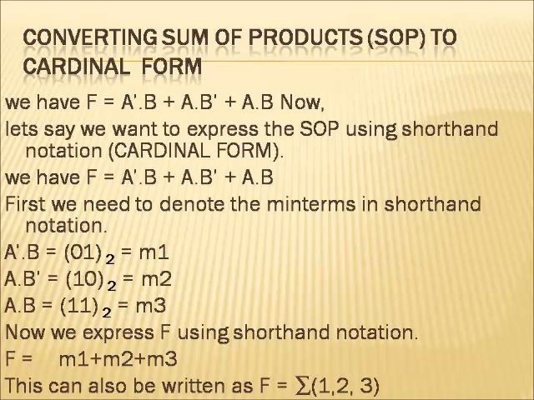Now a dot b means a is 1 and b also 1, so it is 3 in the decimal form. So here you can see that I am representing it as the sum of products, f is equal to m1 plus m2 plus m3. So now you can see the canonical representation of the same, f is equal to sum of, I am using the summation symbol for representing the summation of 1, 2, 3, right? So f is equal to summation 1, 2, 3, right?